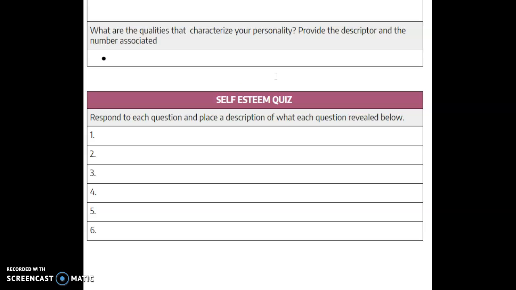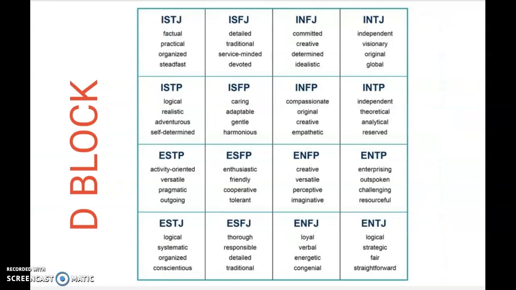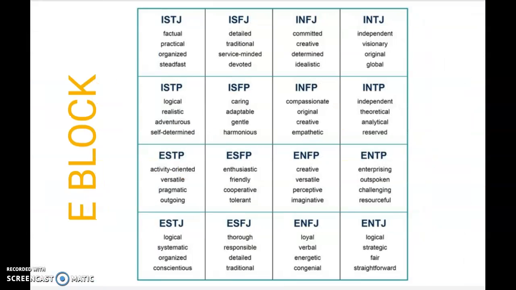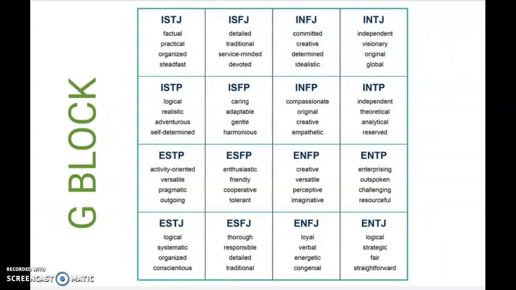The final part of the assignment that I would like you to do is basically identify which personality type you are. You'll notice on the learning plan that there is a little link to a Jamboard, and here it is. So you select your class block. If you're C block, you work on this one. If you're D block, you work on this slide. If you're E block, you work on this slide. And if you're G block, you work on this slide.